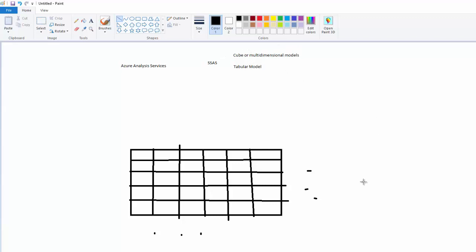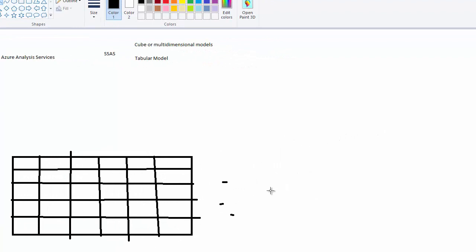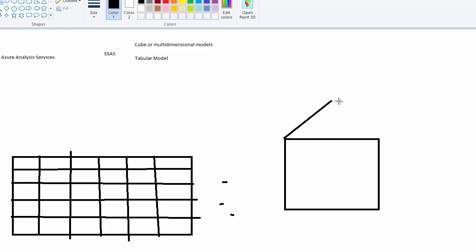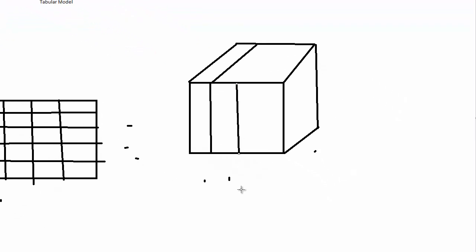To give you a more accurate representation and more understanding, let us go ahead and draw a cube to understand this multi-dimensional part. Here you have a cube. Let me draw it as best I can. Assume this is a cube, and the cube has three dimensions.